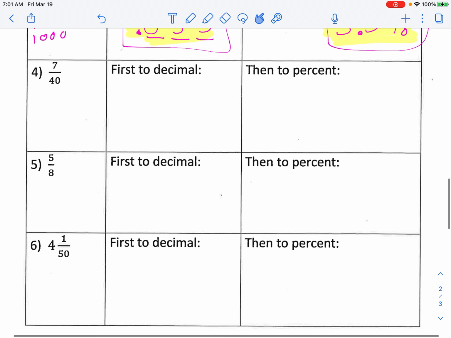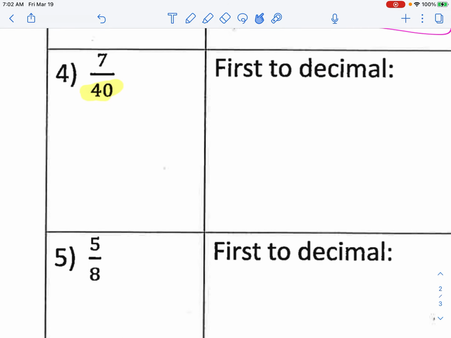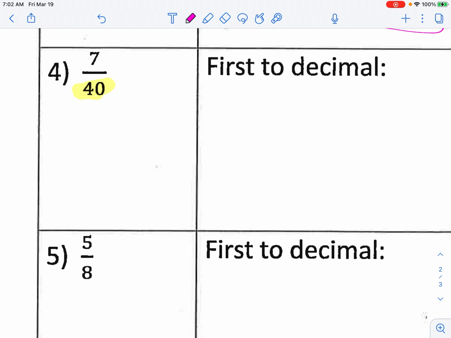Now remember all that dividing we did in class? If the denominator, like 40, is not a factor of 10, 100, or 1,000, this is when we have to do numerator divided by denominator to turn that into a decimal. Then you add your decimal and 3 zeros. So 40 cannot go into 7. 40 goes into 70 once. 1 times 40 is 40.